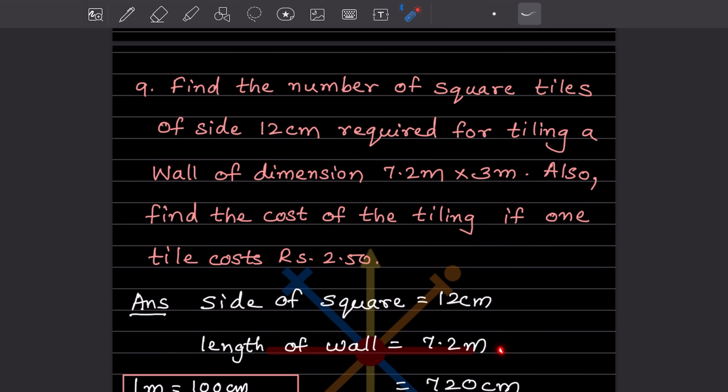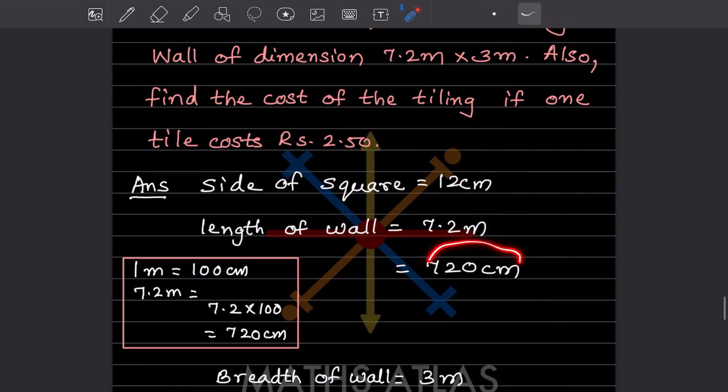Length of wall is in meter, and this is in centimeter. So let us convert this meter to centimeter. How do you get this answer? I'll show you over here, this is the rough work. Now you know 1 meter is 100 centimeter. This is the standard that everybody should know. So we want 7.2 meter. This is meter, so below this you are going to write meter. So 7.2 meter is going to be 7.2 into 100.